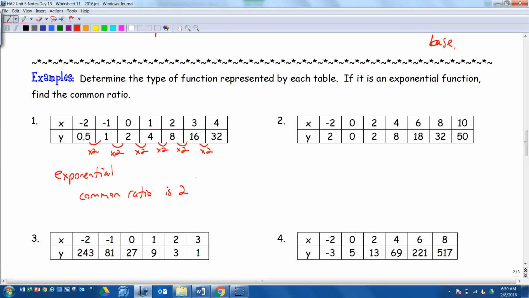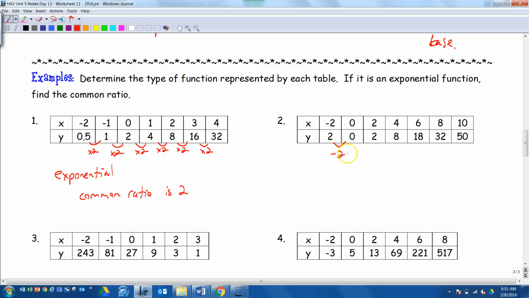Okay? Over here, 2 times 0 is 0. 0 times nothing gets you to 2. So this is not exponential. So we have to look at the other ones. Now, notice it is still evenly spaced even though they go by 2's. That doesn't matter as long as it's evenly spaced for the x's.